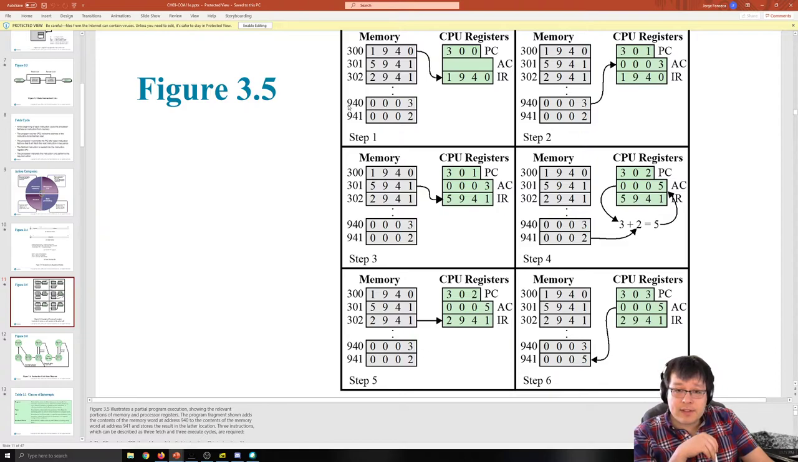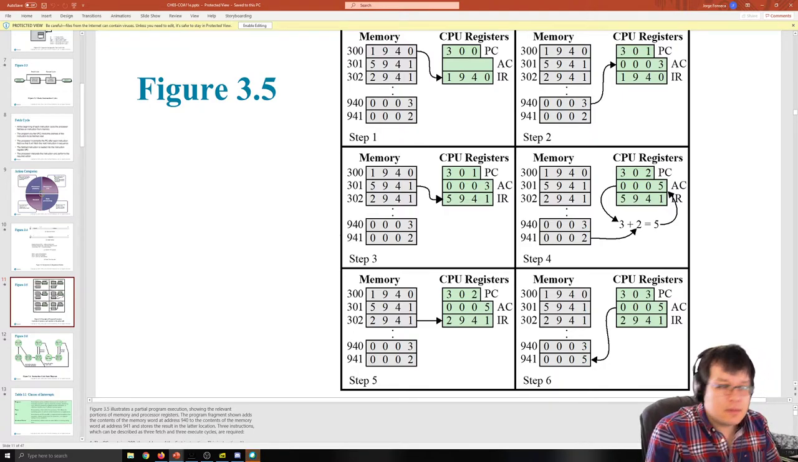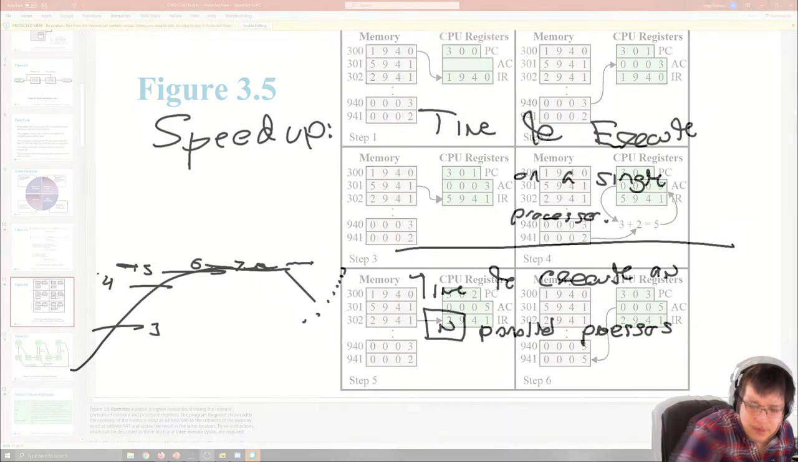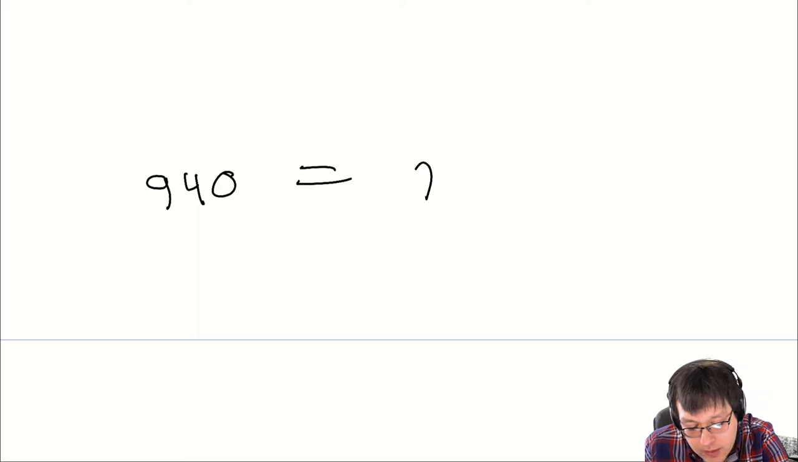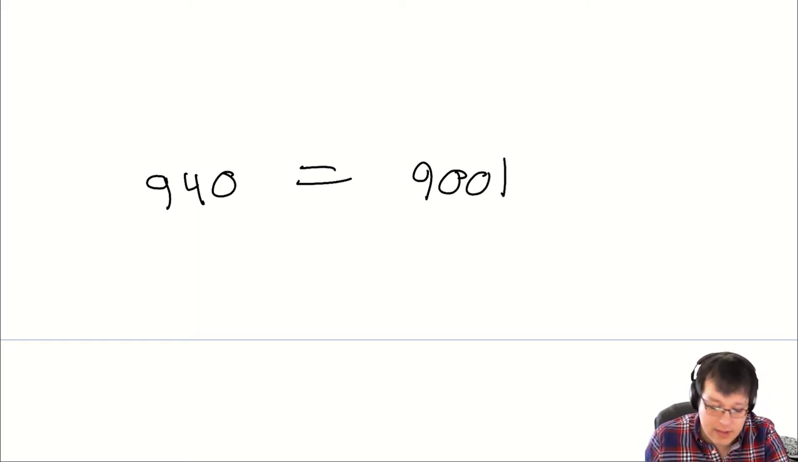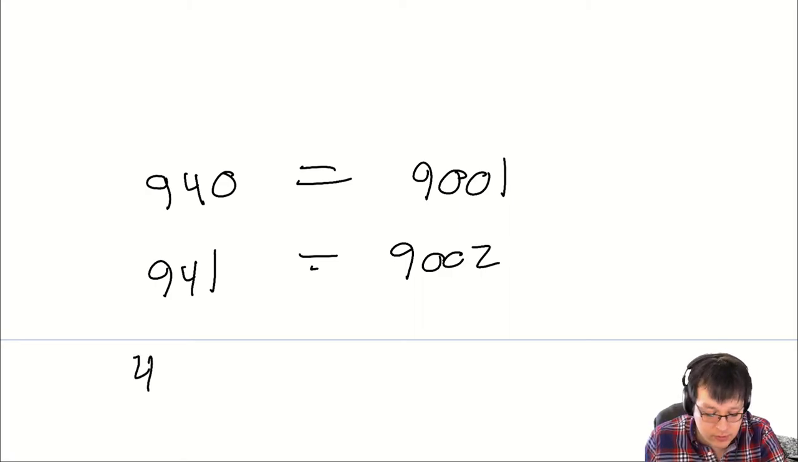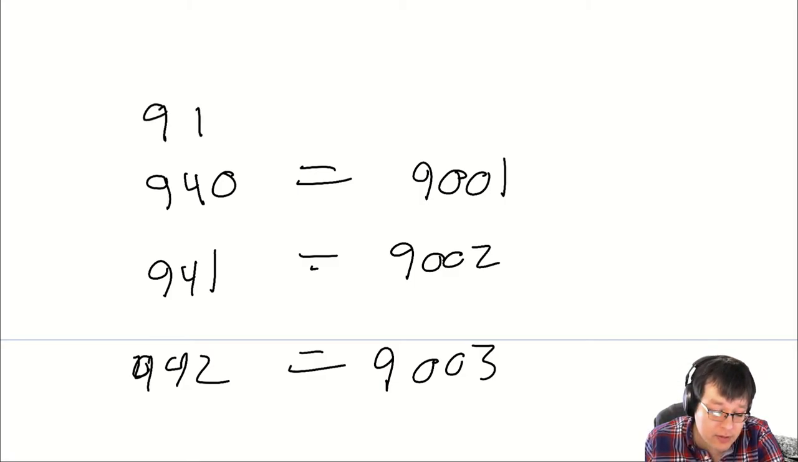And because it's 9001, let me switch over to the iPad. I lost my mouse. Here we go. I can say that address 940 is equivalent to my offset right now of 9001. That means that 941 is going to be 9002, 942 is 9003. If there was an address 939, what would that be, guys?